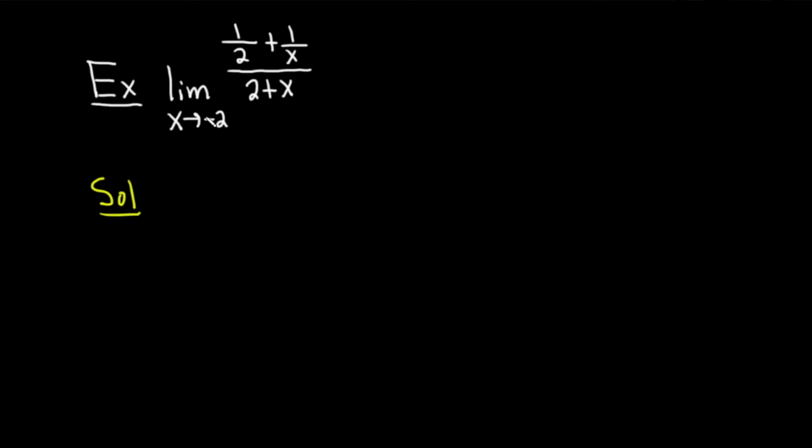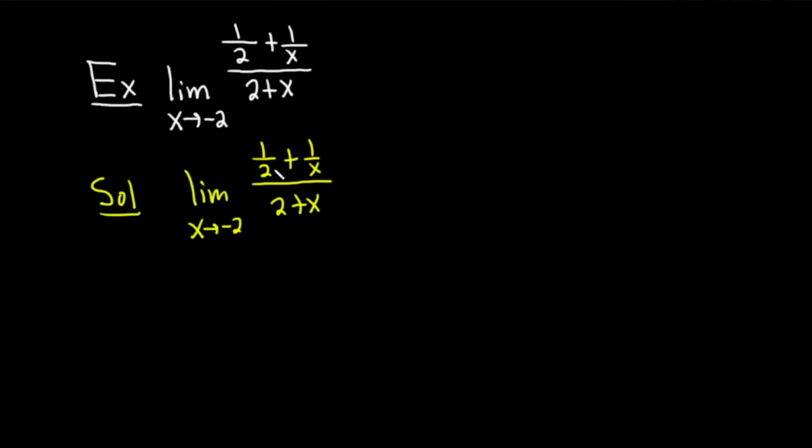So let's try. I'm going to start by writing down the problem again. We have the limit as x approaches negative 2. And then in the numerator, we have this sum of fractions. So we have 1/2 plus 1 over x. And in the denominator, we have just 2 plus x. There's a couple ways of doing this problem. You could just basically add the fractions and go from there, and it would work, but it takes a lot of steps. So there's a trick.